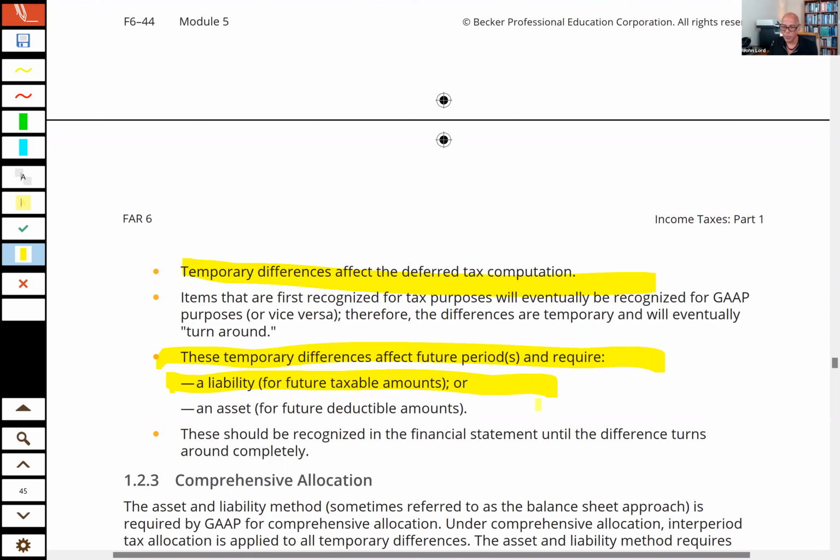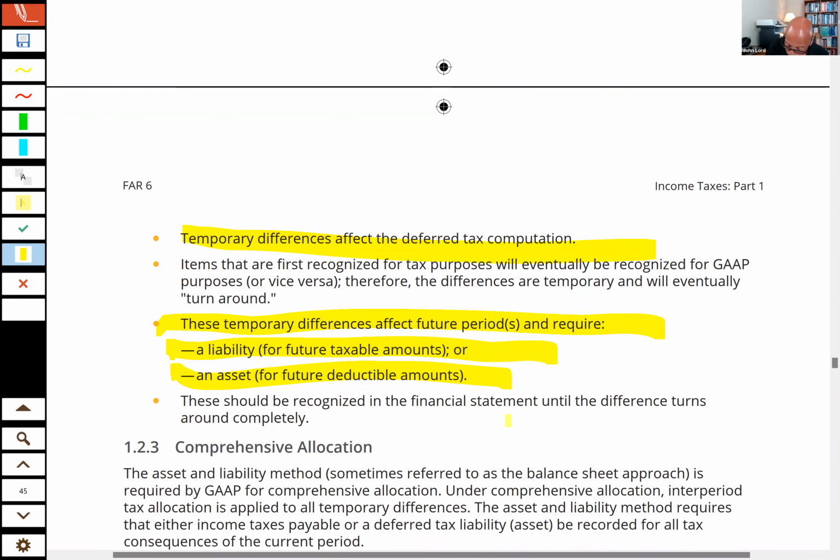That's going to create a liability because later on, I'm going to have to pay higher tax. It is an asset if there's an amount that GAAP is saying I should take now as an expense, but I won't be able to take it until later for my tax purposes. That is a future deductible amount. That's going to be a deferred tax asset.